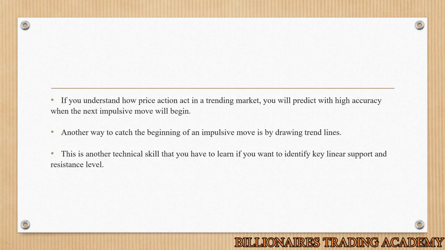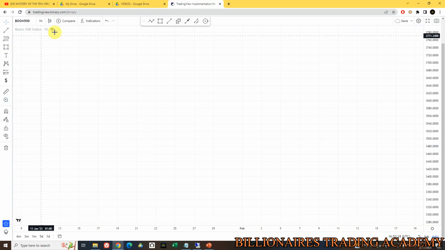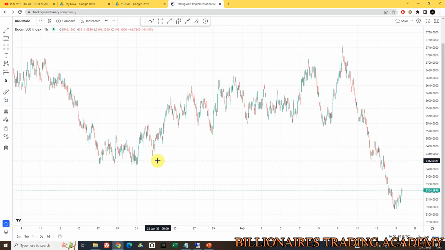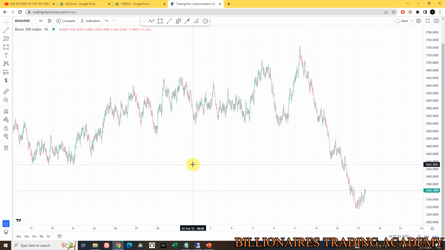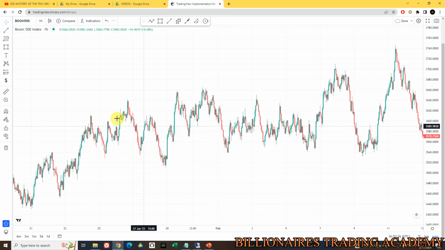Okay, so basically that's that. Now before we can go further, allow me to just check through and plot support and resistance levels on the market. So we can see here the market has been moving like this, and then we can see that here price has been respecting this area a lot.